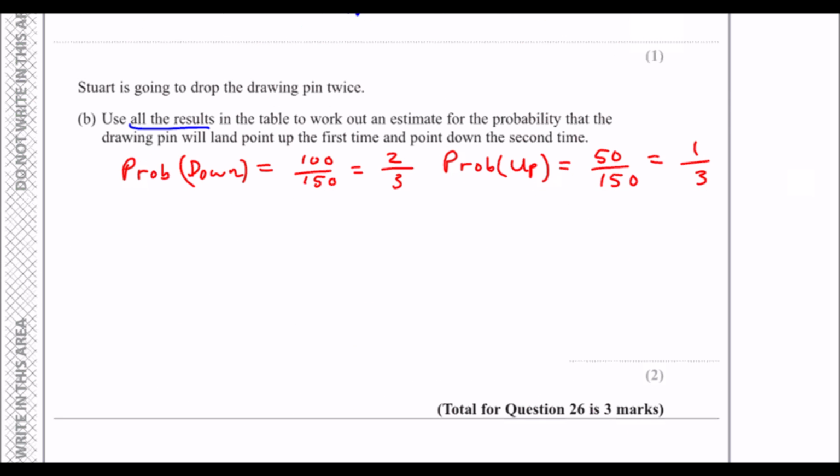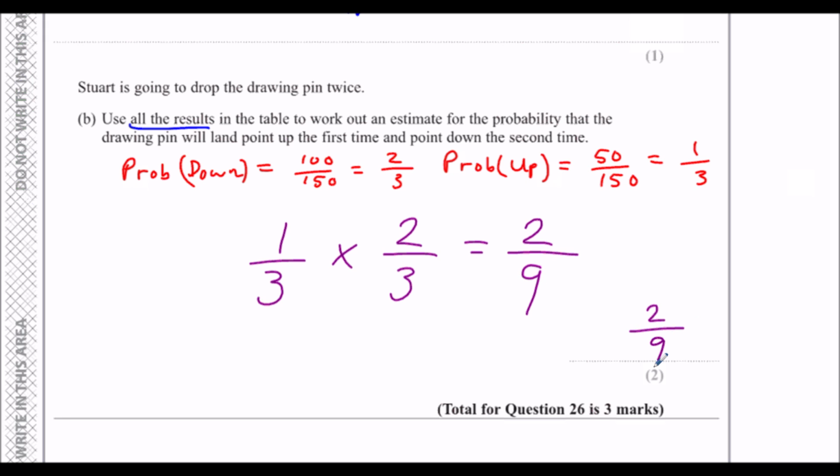Okay, so work out an estimate for the probability it will land up the first time, 1 out of 3, and down the second time, times 2 out of 3. 1 times 2 is 2, 3 3s are 9, so we've got 2 9ths.